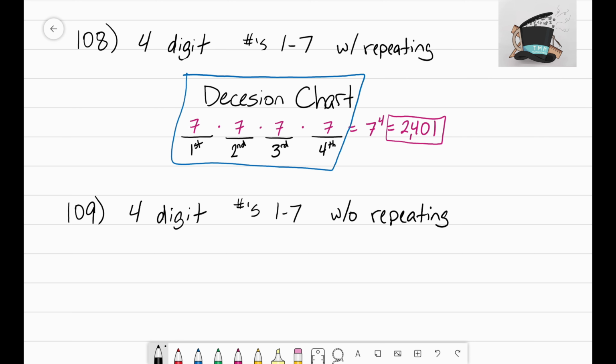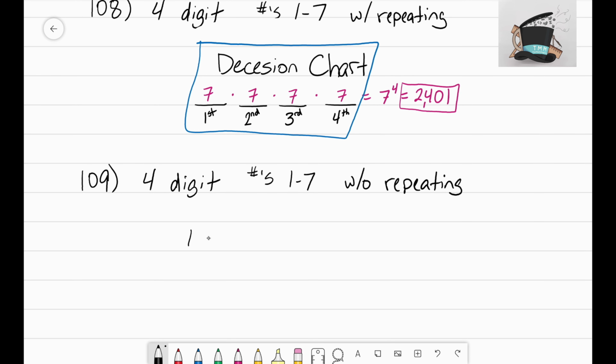What that means is if I make a 4-digit number, let's say I had the number 1, 2, 3, 4, that number would be fine. There's 4 digits. Each digit is a number between 1 through 7, and none of my digits repeat. But if I were to erase this 4 and instead have written this number, 1, 2, 3, 3, this number would not fit for problem 109 because I have a 3 repeating. We don't want any digits to repeat.